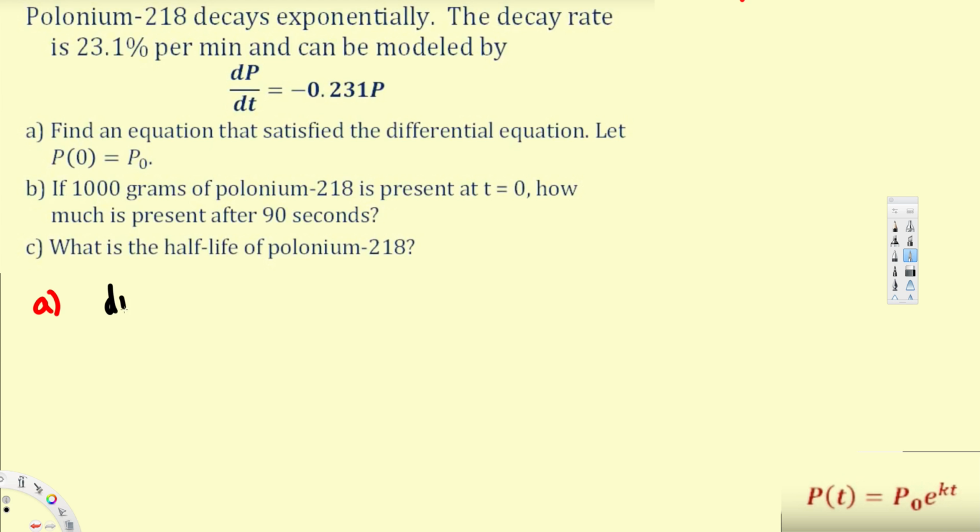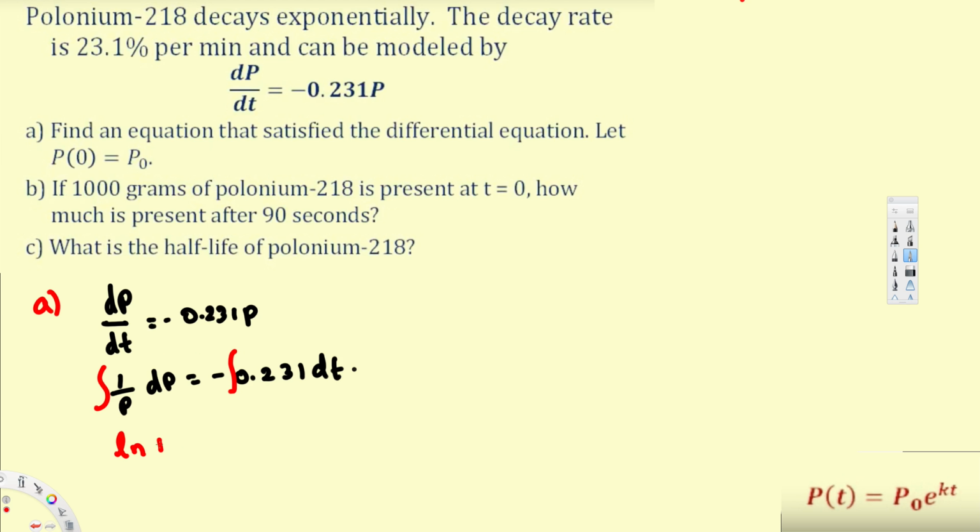So this is going to be dP, I'm copying this one down. So this is dP/dt = -0.231P, and if I separate the like terms, this is going to become 1/P dP = -0.231 dt. Okay, now we are going to integrate both sides. This is going to become ln P, and on the other side we are going to have -0.231t, and also we are going to have a constant. So let's put C right here.